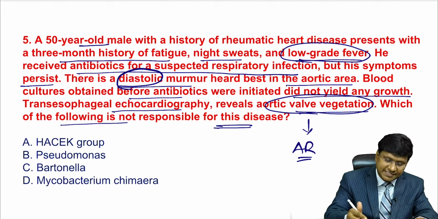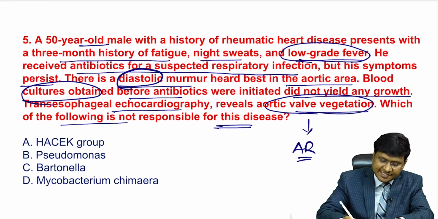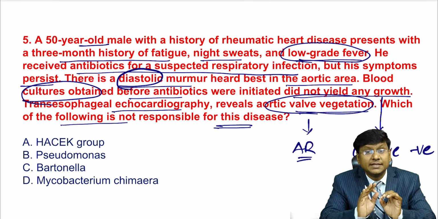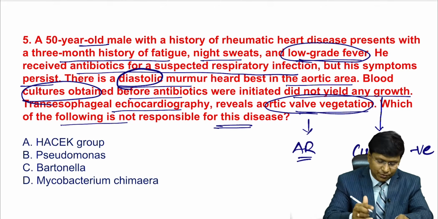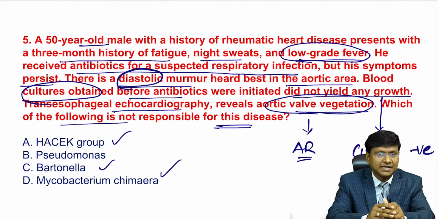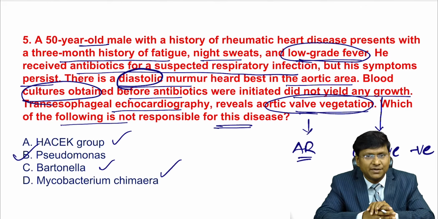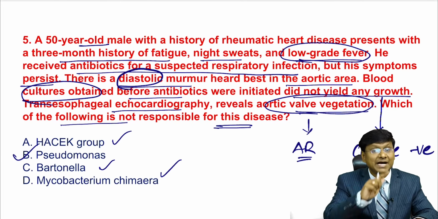Before the antibiotics were initiated, the blood cultures were obtained but did not yield any growth. So this is suggestive of culture negative infective endocarditis, right? Now, among the organisms which have been given to you, HACEK is the one which can cause infective endocarditis, as can Bartonella and Mycobacterium chimaera, whereas Pseudomonas is not typically associated with infective endocarditis, right? Pseudomonas aeruginosa is more commonly associated with other infections.